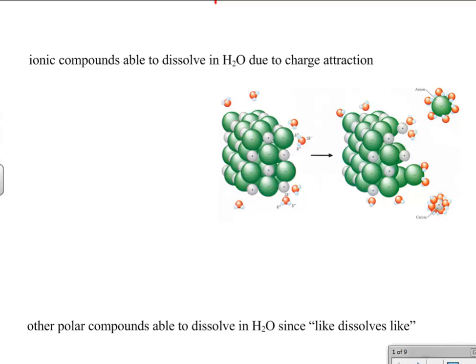We can also have polar molecules dissolve ionic compounds because water's charged ends will attract the ions. If we take a look at a crystalline sodium chloride compound, where the sodium ions are the small gray ions, the chloride ions are the larger green ions, the positive sodium ions are attracted to the negative end of water, the oxygen end of the water. The negative chloride ions are attracted to the positive end, the hydrogen ends.